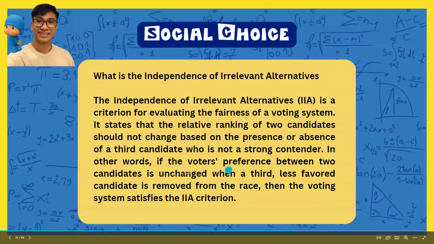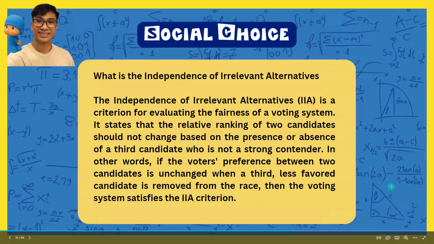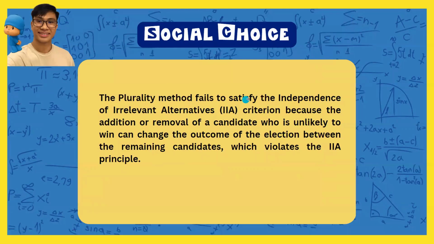So nakita naman natin kanina na parang hindi naman nasatisfy yun. So, ibig sabihin, hindi talaga nasasatisfy ng plurality yung IIA. So next, the plurality method fails to satisfy the independence of irrelevant alternative criterion because the addition or removal of a candidate who is unlikely to win can change the outcome of the election between the remaining candidates, which violates the IIA principle.